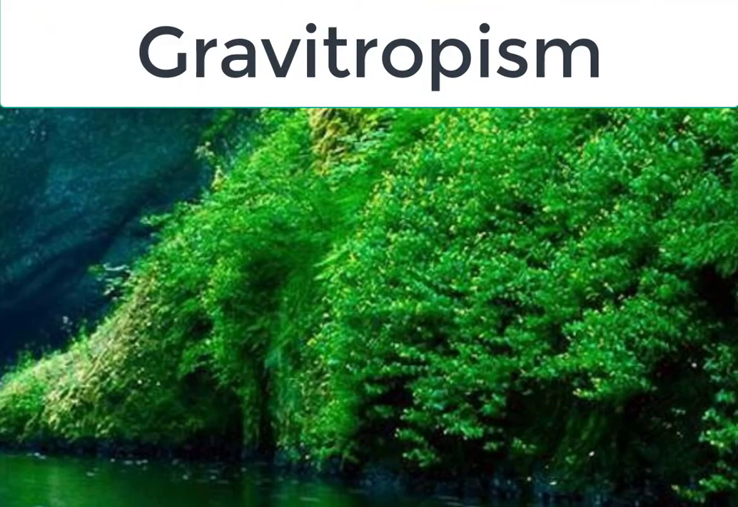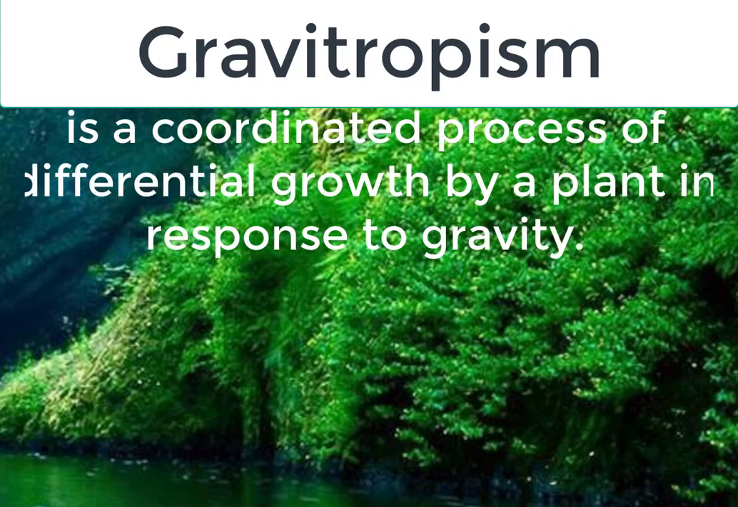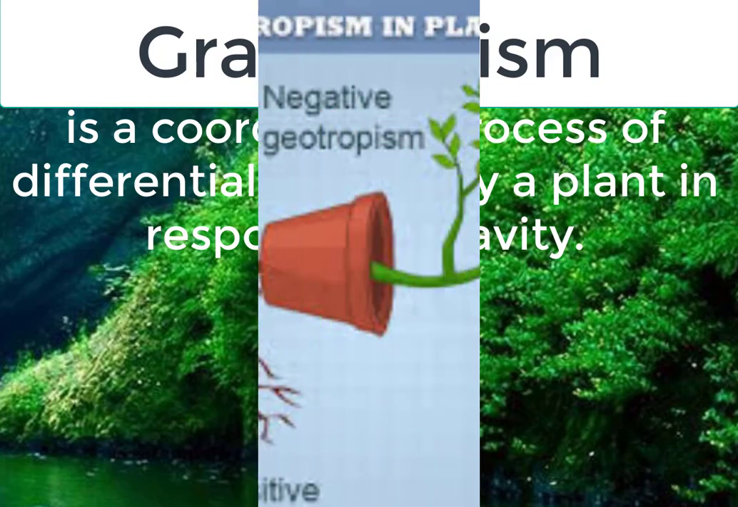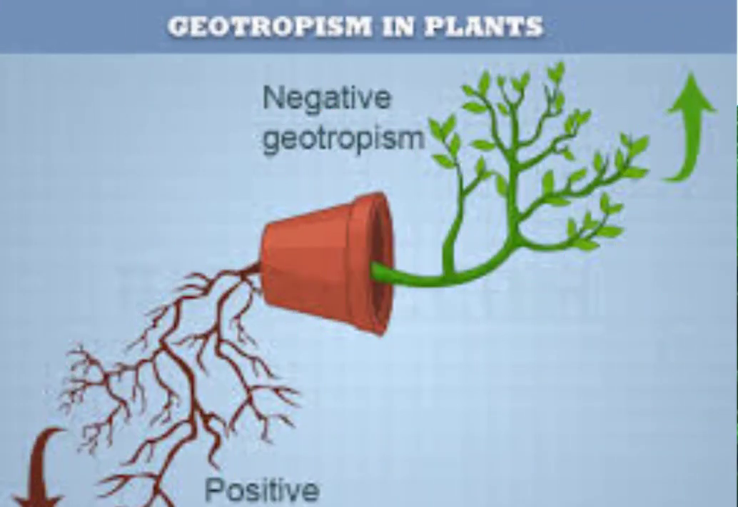The second type of tropism is gravitropism or geotropism. Geotropism is a coordinated process of differential growth by a plant in response to gravity pulling on it. In this case, plant roots show positive gravitropism and stems or shoots show negative gravitropism. That is, roots grow in the direction of gravitational pull, that is downward, and stems grow in the opposite direction, that is upward.